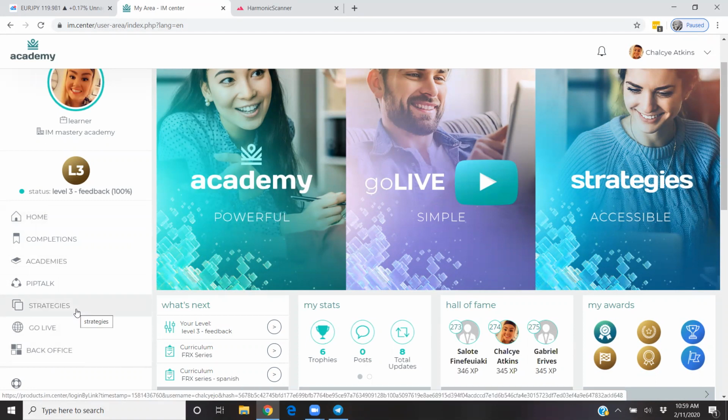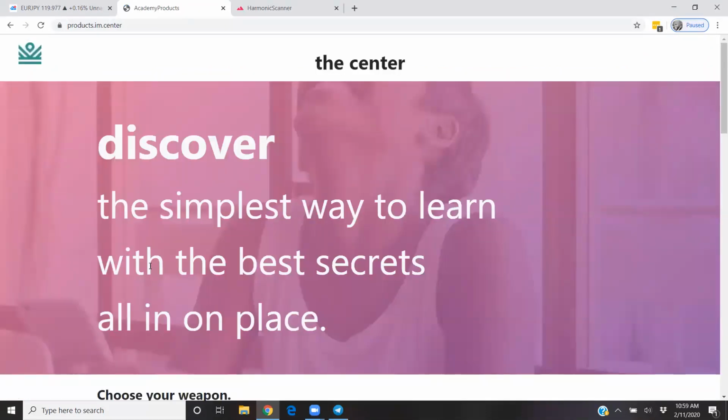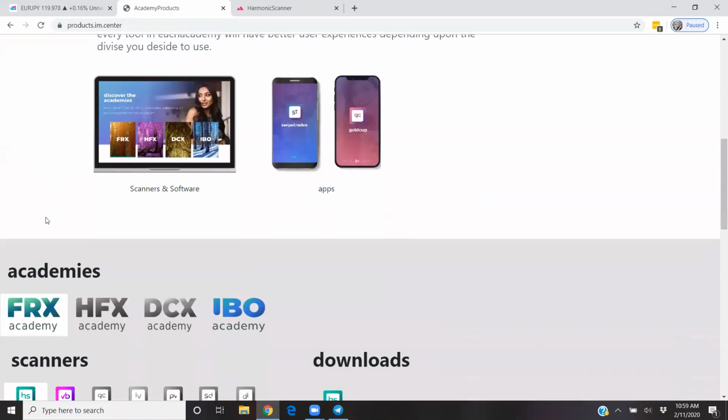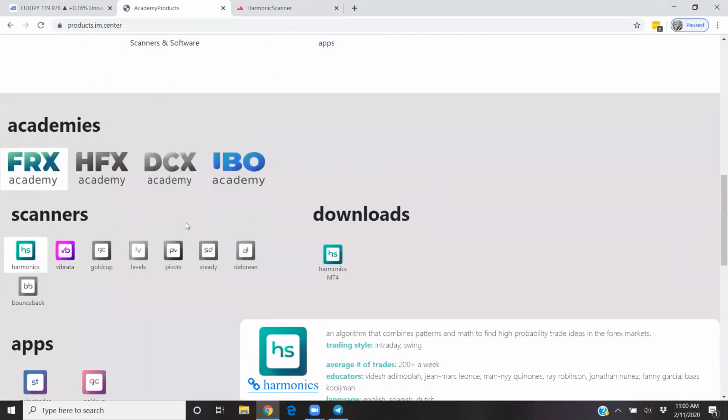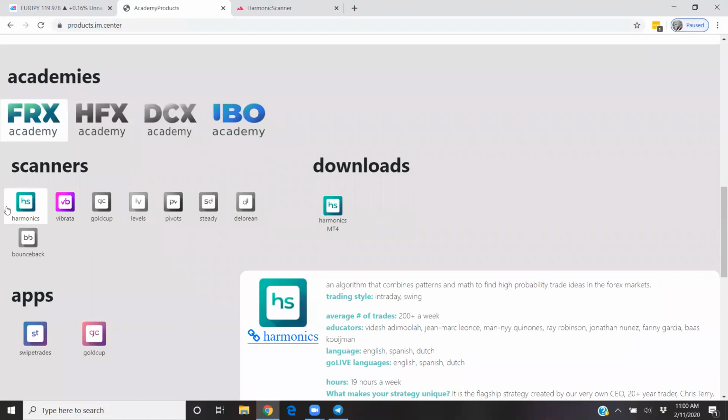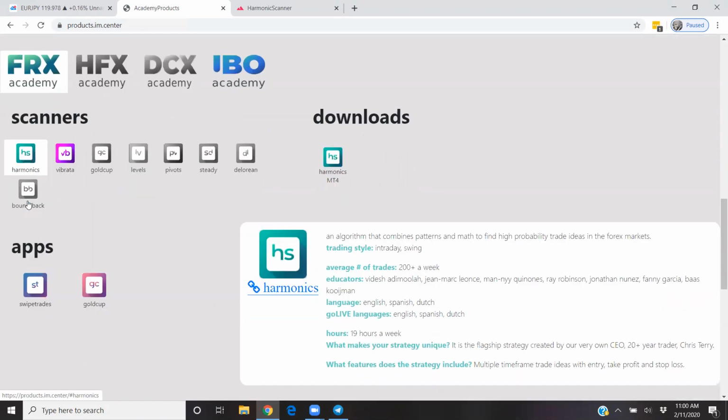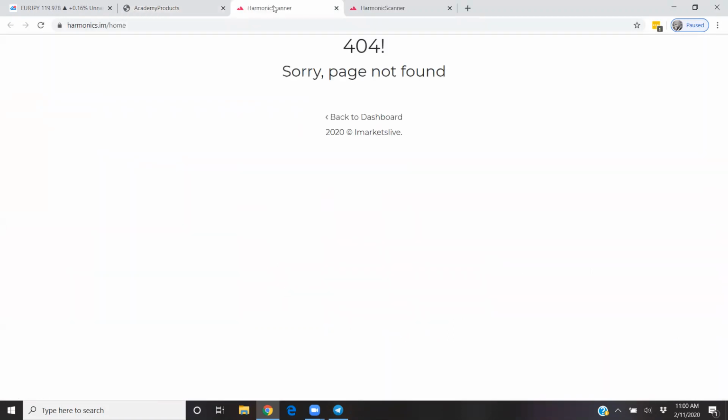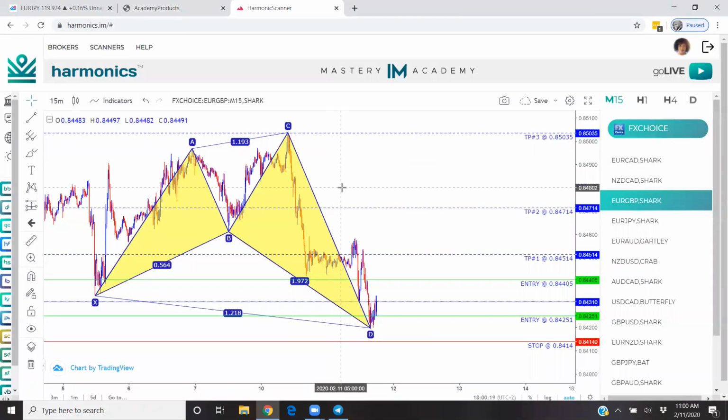When you join IM Academy, they have several products that allow you to look at the market in different ways, and look for trades. The Harmonic Scanner actually comes with your package, so it's not an additional cost to utilize this service. When you are in im.center, you click strategies, and then click on harmonics right here, and it'll load the scanner for us. I am already logged in, so here I'll give you a brief overview of what this actually is.